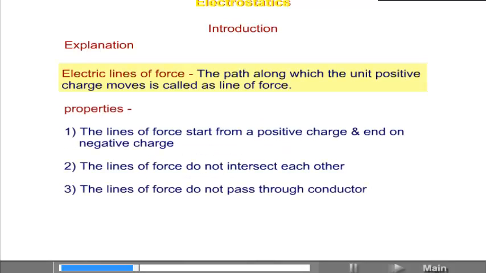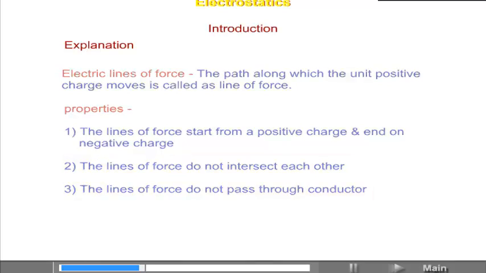Electric lines of force. The path along which the unit positive charge moves is called a line of force. Properties. 1. The lines of force start from a positive charge and end on a negative charge. 2. The lines of force do not intersect each other. 3. The lines of force do not pass through a conductor.